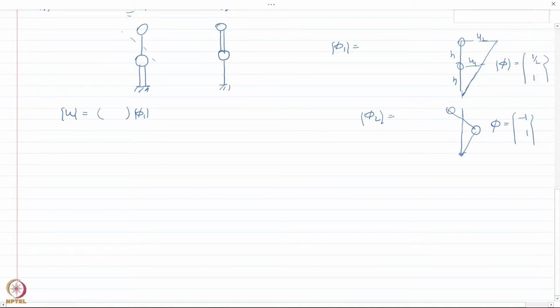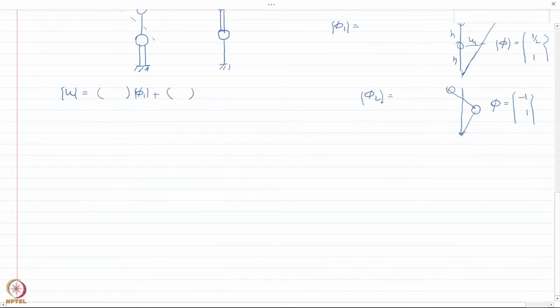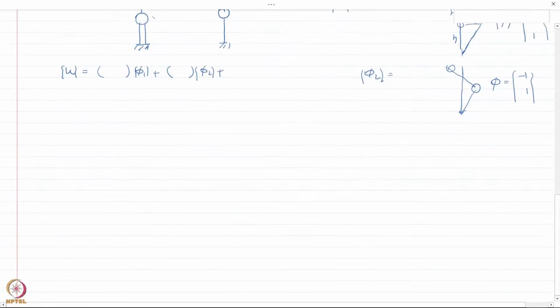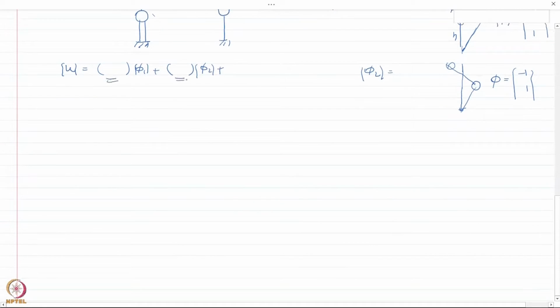So what do we do? We consider all deflected shapes and we say that the total response is actually going to be the sum of all such deflected shapes, a linear combination, and these factors actually determine the relative contribution of each of these mode shapes to the overall response. So this is how I imagine the response of a multiple degree of freedom system, and we are going to see how to find out these shapes exactly and how to find out these factors.